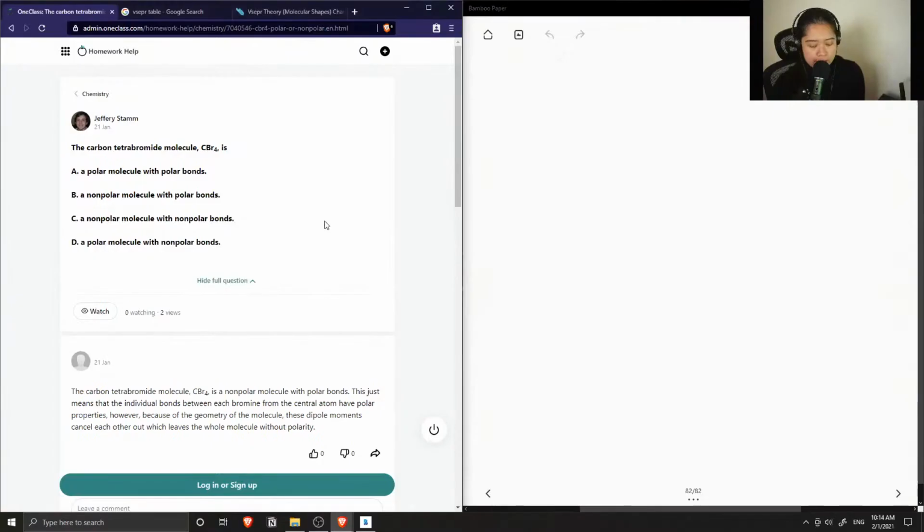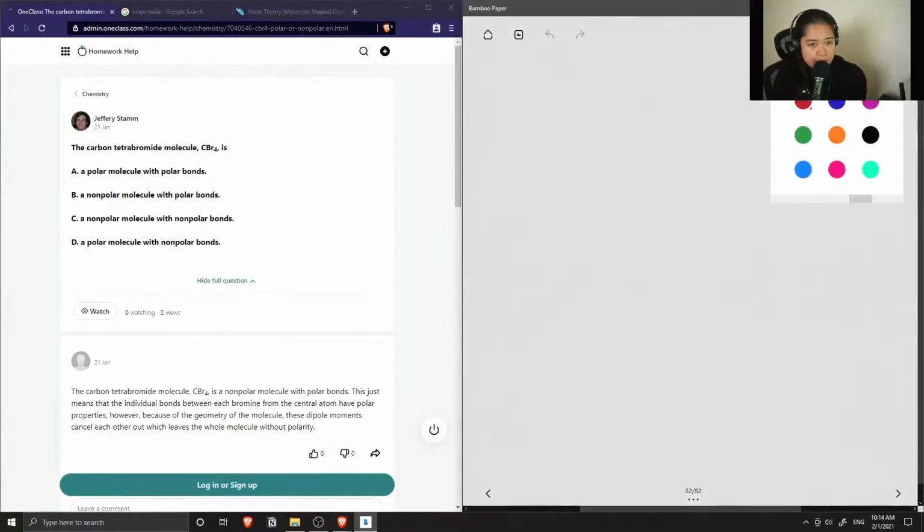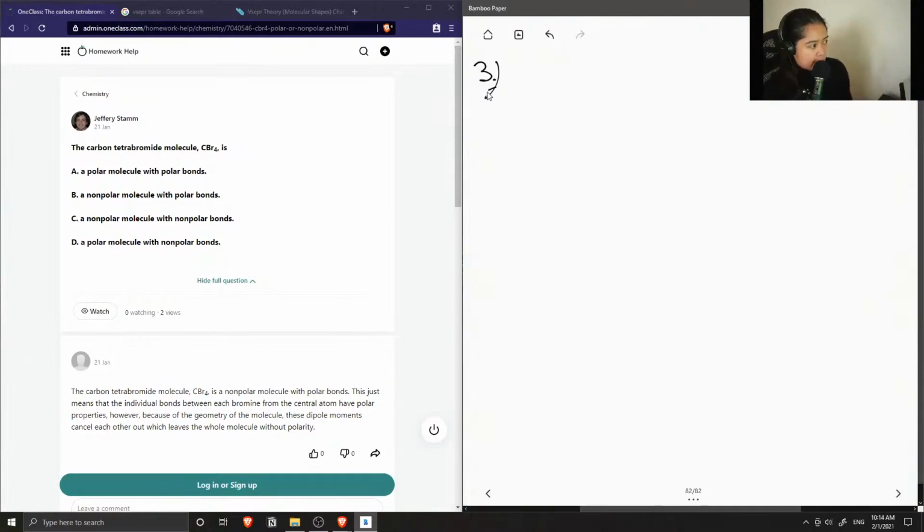Okay, so question number 3. The carbon tetrabromide molecule is which of the following? A polar molecule with polar bonds, a nonpolar molecule with polar bonds, a nonpolar molecule with nonpolar bonds, or a polar molecule with nonpolar bonds.